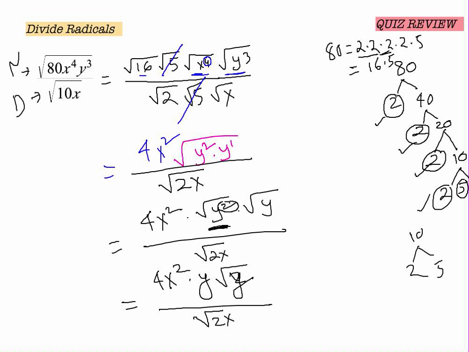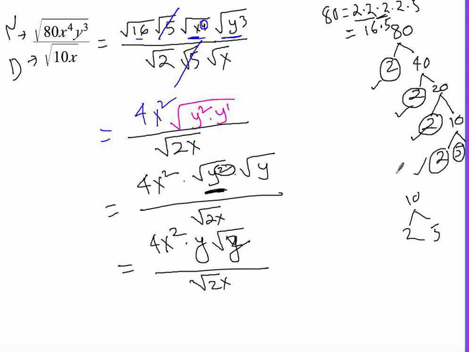Now the last step is this. We know that now we need to rationalize the denominator, meaning we need to get rid of the square root from the denominator. How do we do it? We will just multiply the top by square root of 2x, and the bottom by square root of 2x. When we do this, this is what we get.